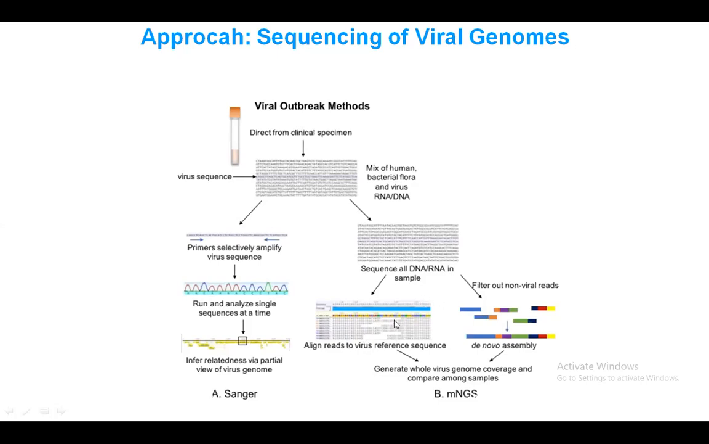If a virus reference sequence genome is not available, the second method by which it can sequence a genome is de novo assembly. Before sequencing, you always filter out non-viral reads. Once you align these reads to the virus genome or by de novo assembly, you can finally generate whole virus genome coverage and compare among samples. This is how it happens in the NGS technique. This is a very important part: before the alignment, you always filter out non-viral reads, because it automatically filters out this part.